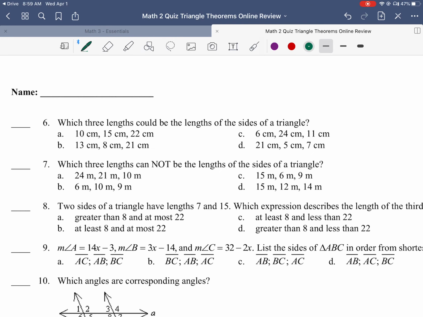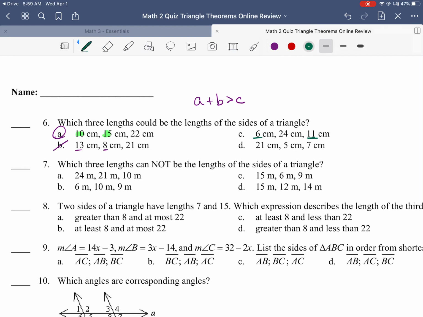Question 6. Which 3 sides could be the lengths of a triangle? So remember, in a triangle, the 2 smallest sides have to add up to be greater than the largest side. Okay, so 10 plus 15 is 25. 25 is bigger than 22, so that one actually works. Just to make sure, we plug it in. 8 plus 13 is 21. 21 is not bigger than 21.